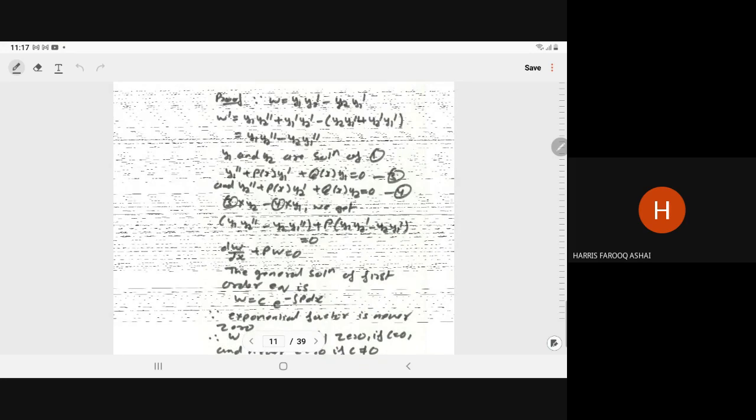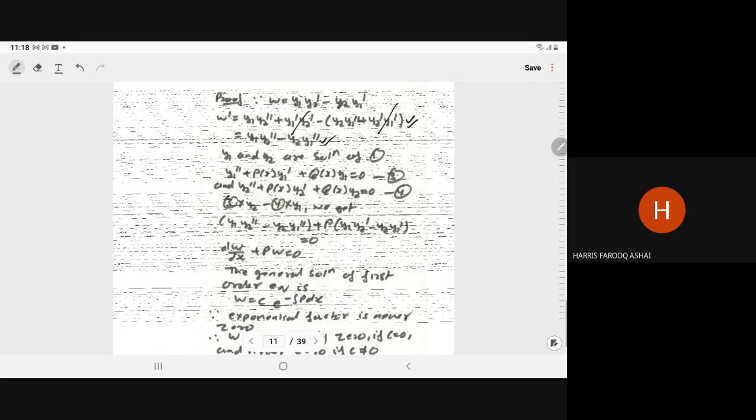So we assume that W is equal to y1 y2 dash minus y2 y1 dash. It is the determinant. So W dash will become y1 y2 double dash by parts you do, and y1 dash y2 dash, and minus y2 y1 double dash plus y2 dash y1 dash, which gives you y1 y2 double dash minus y2 y1 double dash. Here the y1 dash y2 dash will cancel out.